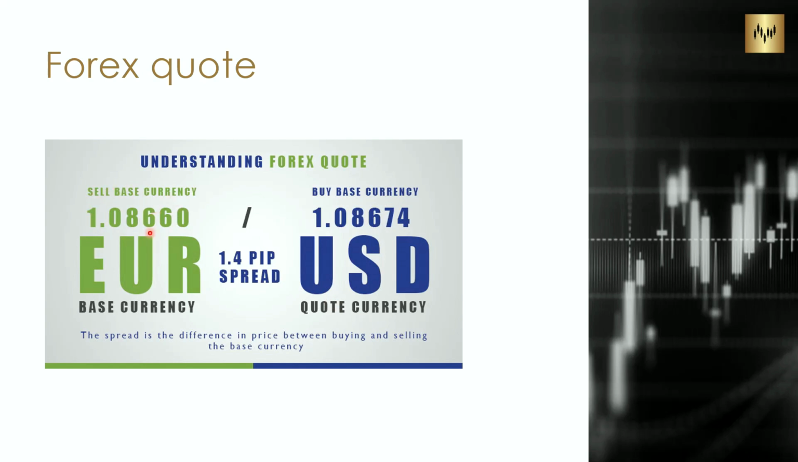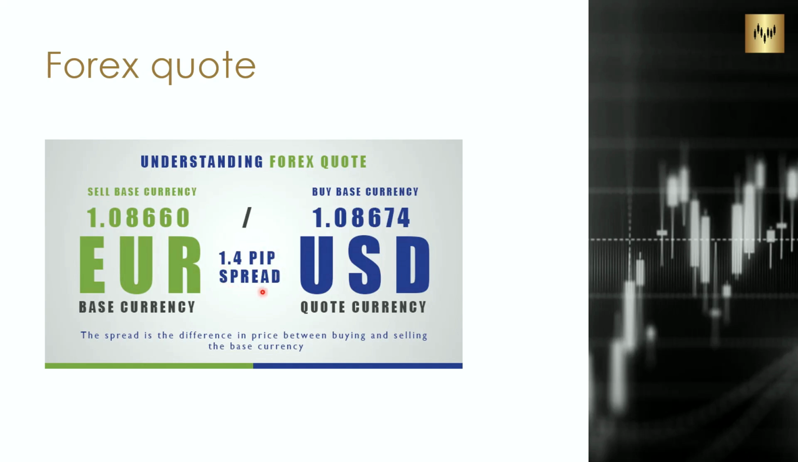If you wanted to sell the Euro against the US, your broker will give it to you at 1.08660. If you were to buy, your broker would give it to you at 1.08674. The difference between the buy price and the sell price, 1.08674 minus 1.08660, gives us what is called a spread, a 1.4 pip spread.